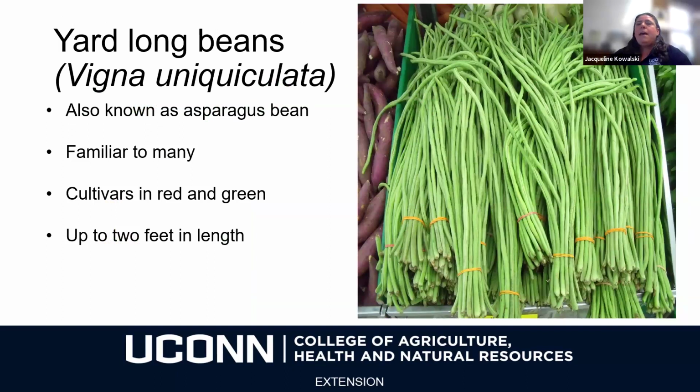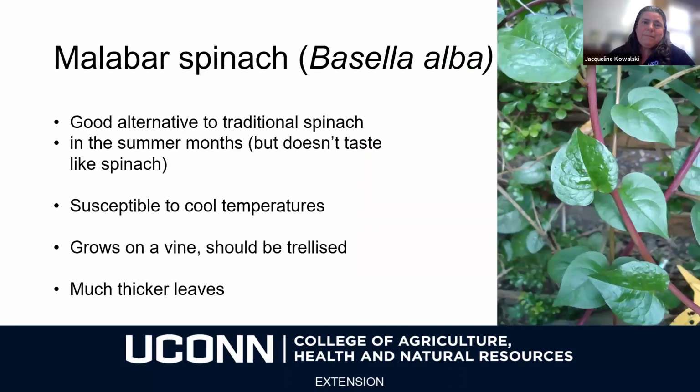Yard-long beans, another that a lot of market familiarity. It's also known as asparagus beans. The cultivars will come in red and green, and they can grow up to 2 feet in length. Actually, I think I've seen them a little bit longer than that. But it's important to note, again, they are susceptible to a host of bean diseases and pests. I don't have any data to back this up, but I don't see them as attacked as often by other beans and pests that you'd regularly see on green beans. Again, I don't have data to back that up.